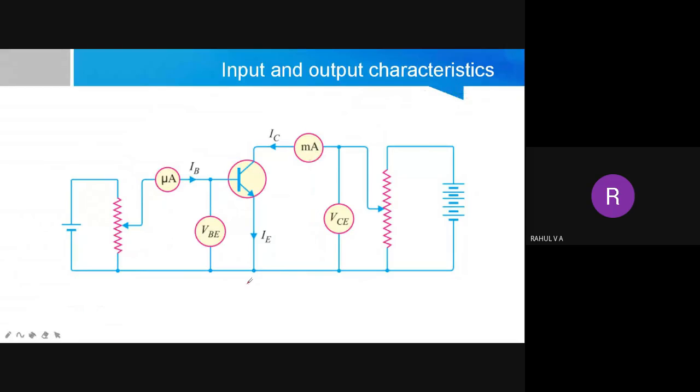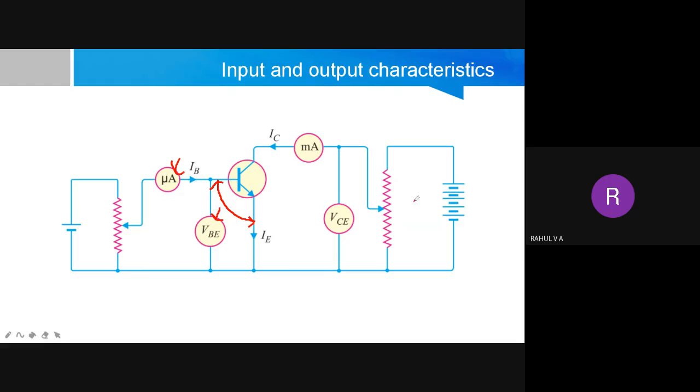And now for this circuit, we have two characteristics. One is input characteristics and another is output characteristics. First, we will be plotting input characteristics. That means input is applied this side and output is taken at this point. For plotting input characteristics, we need two values. One is IB and the second one is VBE. For measuring IB, we have an ammeter here. For measuring VBE, we have a voltmeter here.